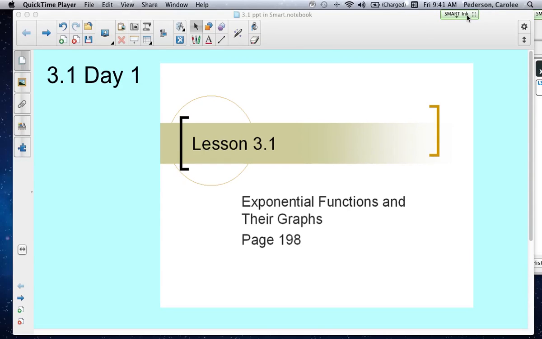This is 3.1, day 1. Today we're going to focus on exponential functions and their graphs. On Monday, we're going to cover the base E of exponential functions. That'll be our day 2.